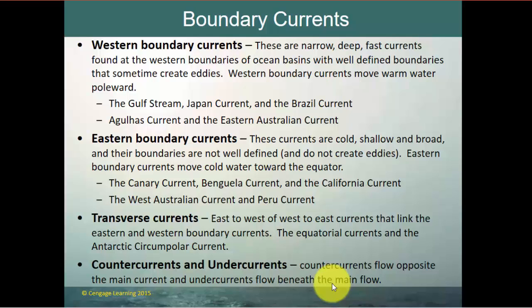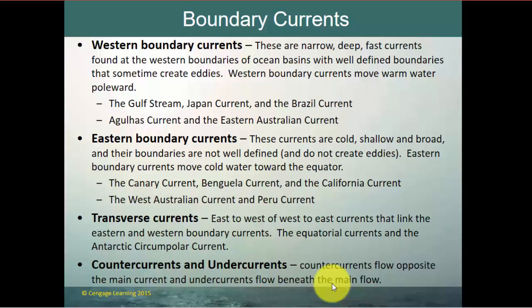And we also have eastern boundary currents. These currents are cold, shallow, and broad, and their boundaries are not very well defined. They do not create eddies. And eastern boundary currents move cold water toward the equator, like the Canary, the Benguela, and the California current.